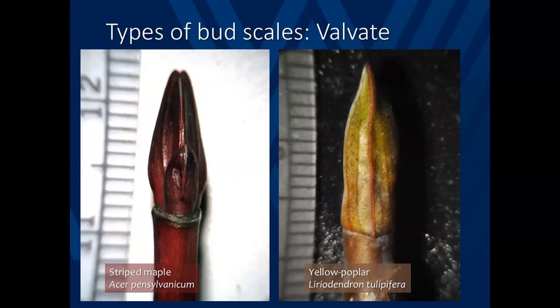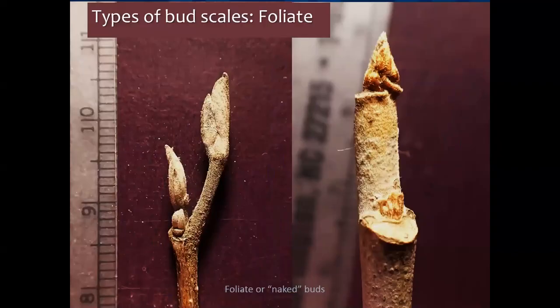Another type of bud is called valvate bud scales. I give the analogy, when you go to the beach and find a clam, it's a bivalve, right? So you have two pieces. These buds are basically made of just two bud scales, and they come up and join right at that fissure you can see on the striped maple at the left or the yellow poplar on the right. So, valvate buds. And then finally, we have foliate buds, which we can also call naked buds. Foliate buds are basically just the leaf sitting out there, covered with either scales, like the witch hazel on the left, or hairs, like the poison ivy shoot on the right.